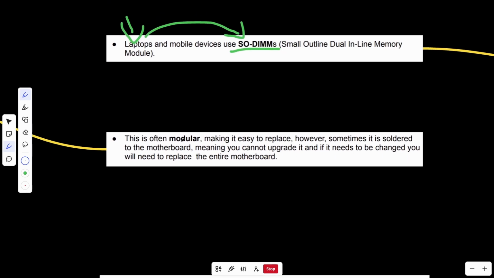It's often modular. These RAM modules are often modular. Remember what modular means. I'm not going to say it for you. I want you to remember what we talked about before. All right, I will say it for you. It means you can easily take it in and out. So that makes it easy to replace.